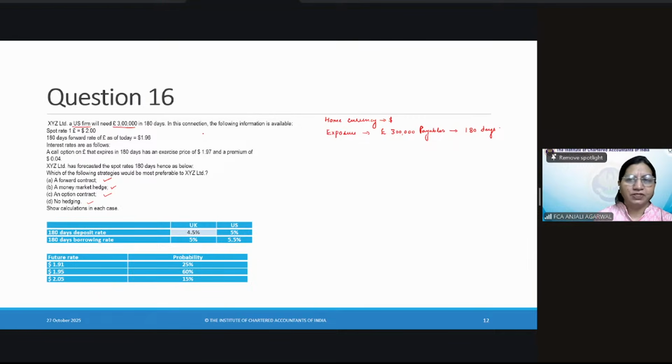The following information is available. 1 pound is $2. Now in this question, there is no bid-ask, so you don't have to worry about what will be applicable. So spot is 2. Indirectly, this is clear that if we want to make the payment right away, we would need 300,000 into 2, $6 lakh. But after 180 days, the exchange rate will become the forward rate, which is given. So your A part is given.